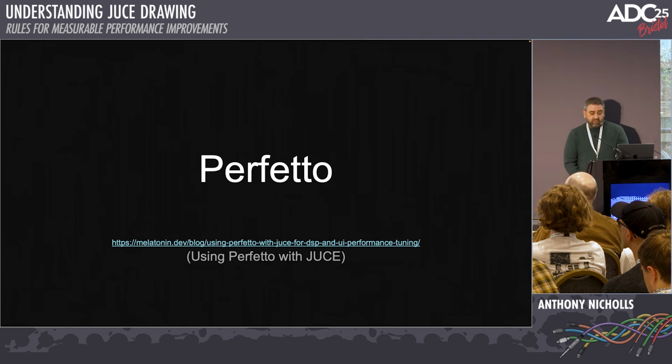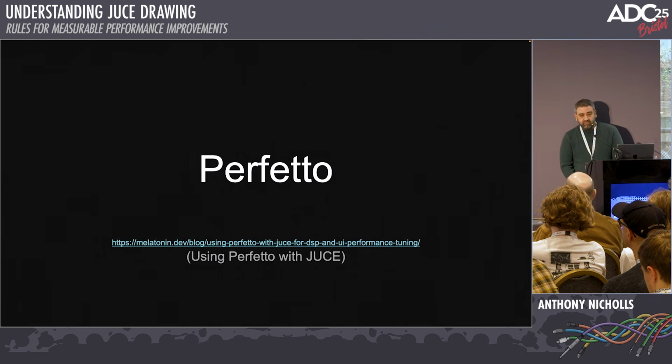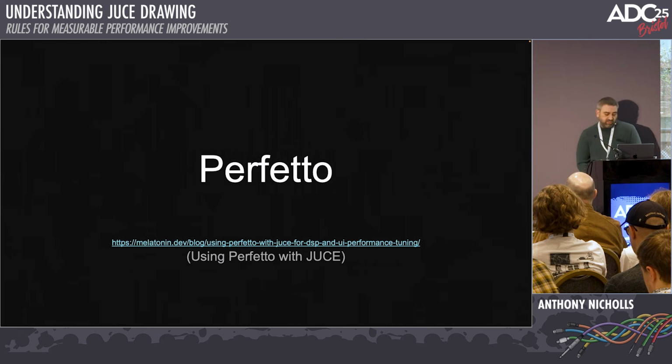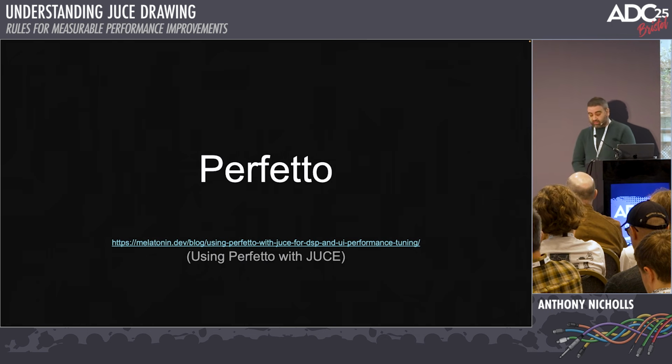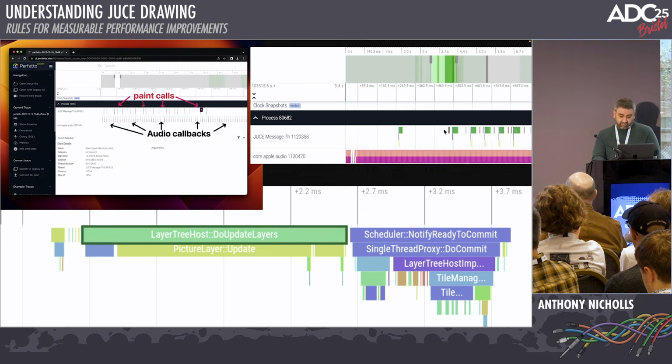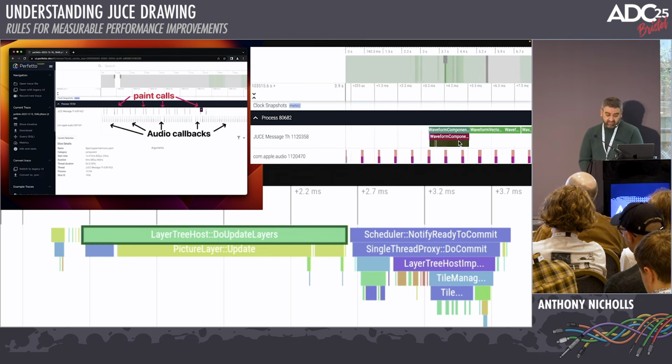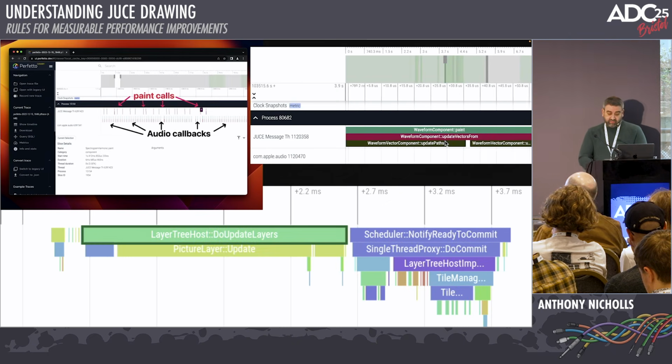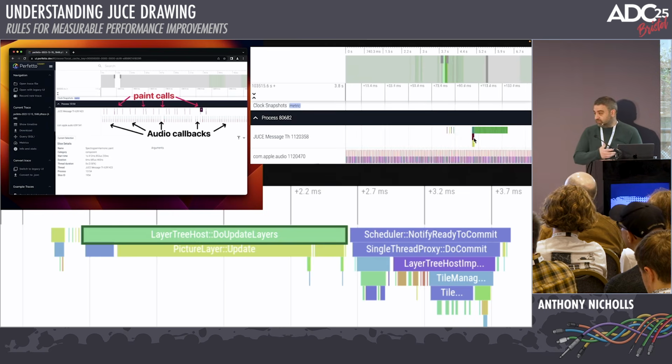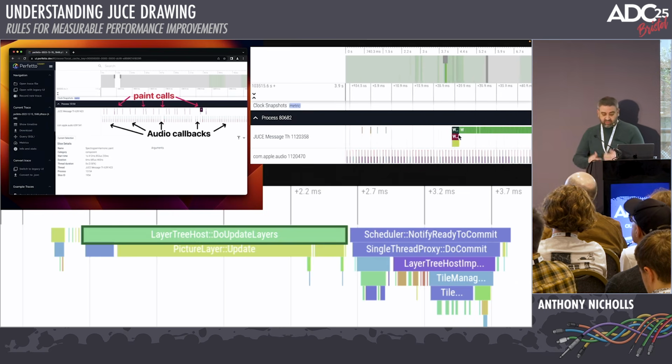Another popular one is Perfetto, and if anyone knows Sudara, he has made a JUCE module, melatonin_perfetto, that makes this integration quite easy for JUCE projects. There's a link there again if you want to read the blog about that. These are some examples of what that looks like. You can see examples of being able to measure specifically your paint calls, your audio callbacks, and seeing how that interacts.